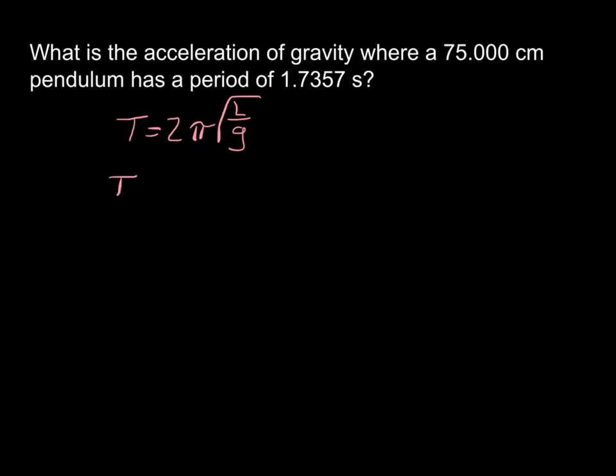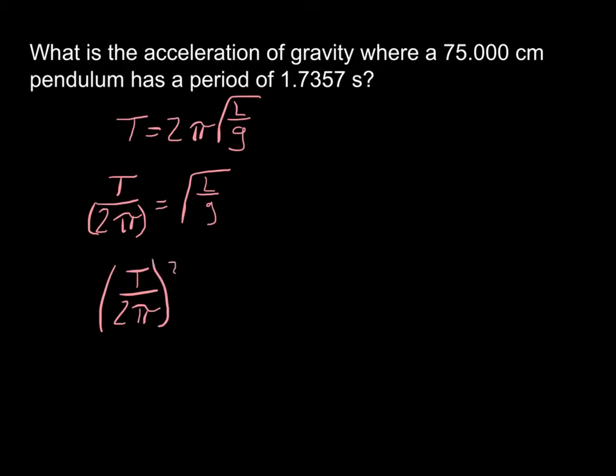So first thing, we're going to take T divided by 2 pi equals square root of L over g. Don't forget, when you put this in your calculator, make sure you have parentheses there. Common mistake to avoid. And so we're going to square that to get rid of our square root. So T over 2 pi, squared, equals L over g. And then we could multiply both sides by g to get rid of our fraction, and then divide that way, and end up with g equals L times 2 pi over T squared.